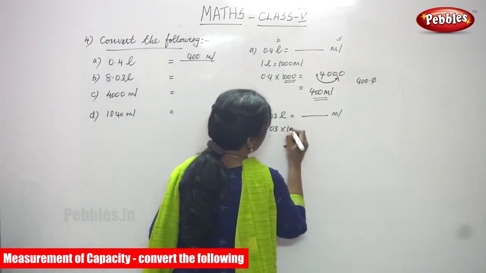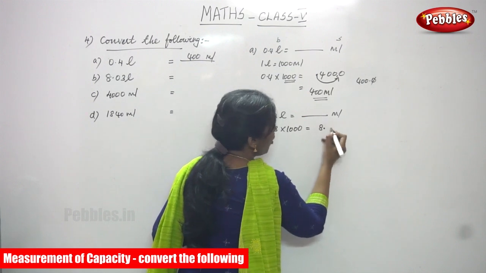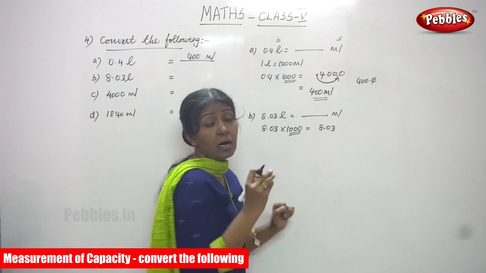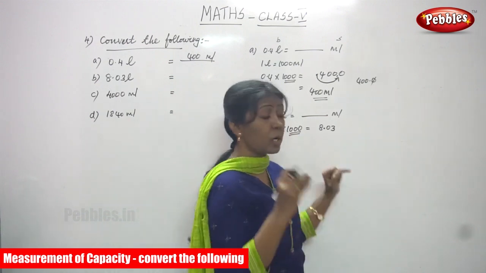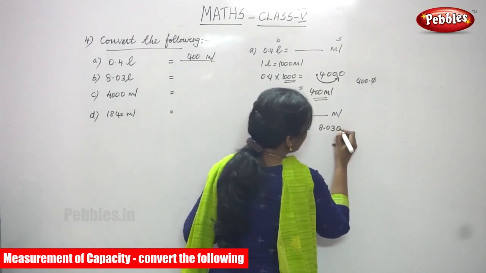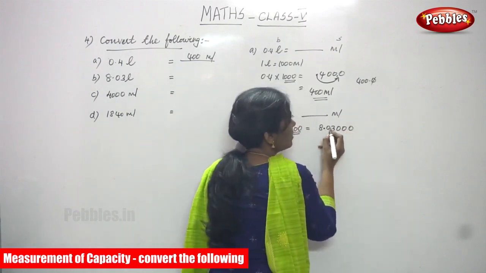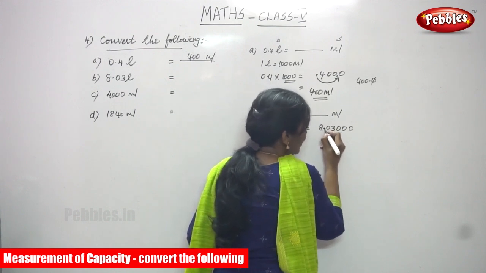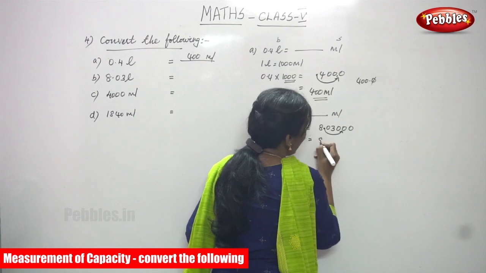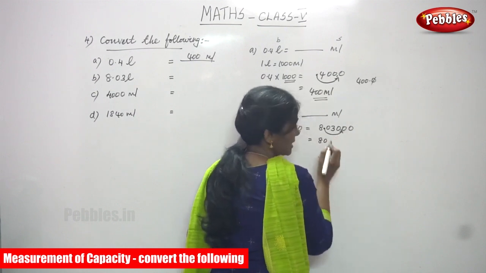So 1000. You write as it is 8.0300. What is this? What I told you, 1000 means how many zeros? 3 zeros. You have to write after that 3 zeros. So this decimal point moves 3 decimal places to the right. That means the answer is 80, here the 0. Here the decimal point will come.